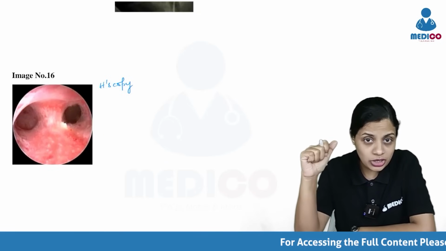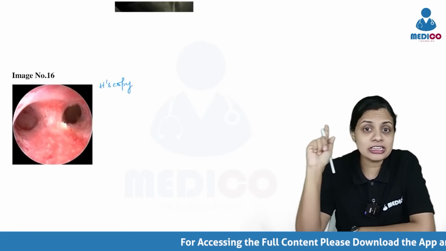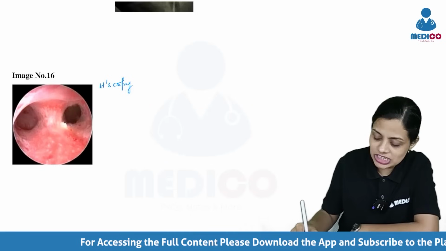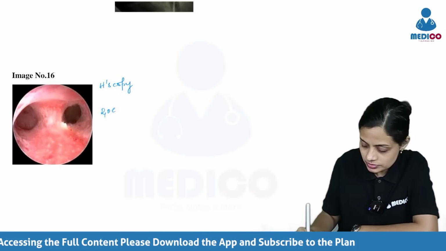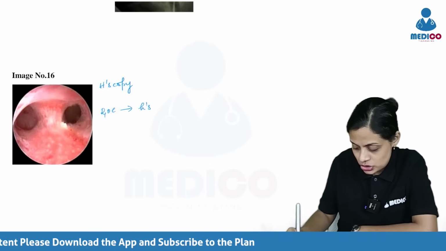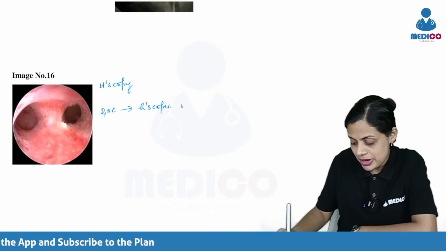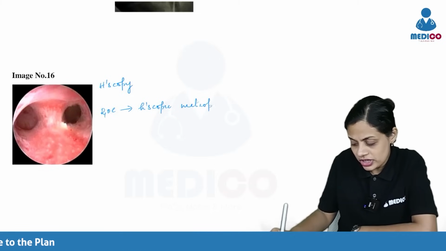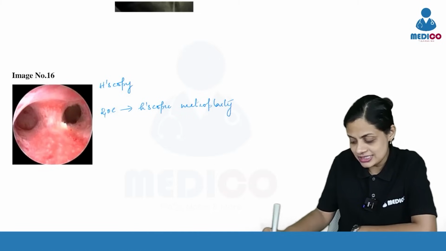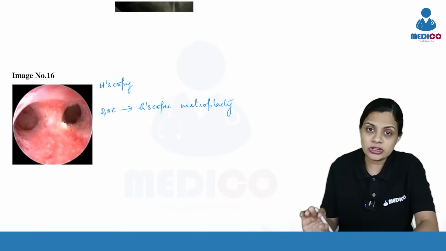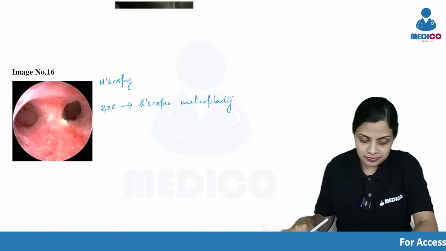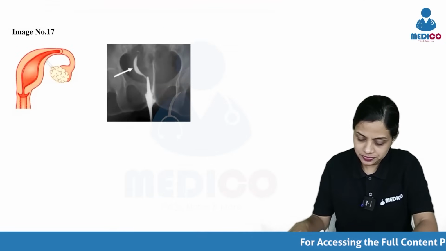Hysteroscopy is both diagnostic and curative in case of a septate uterus. What is the treatment of choice? It is a hysteroscopic metroplasty or a hysteroscopic septal resection. That is the treatment of choice for a septate uterus. All right. Shall we move on to the next one?